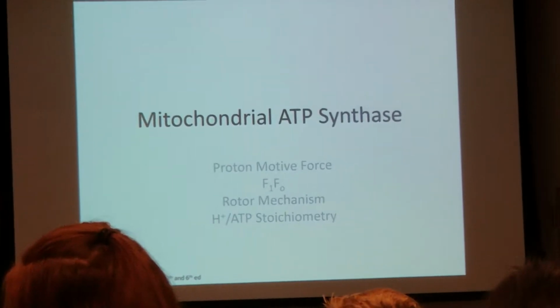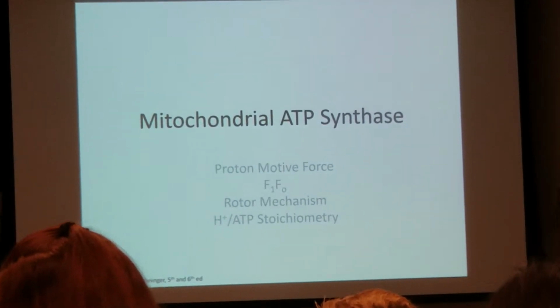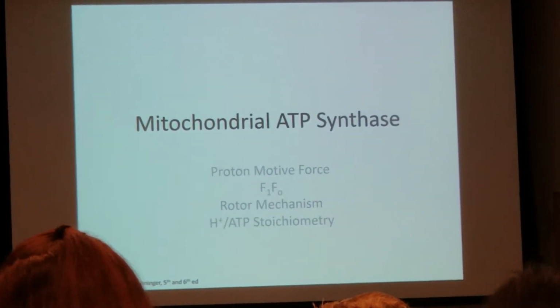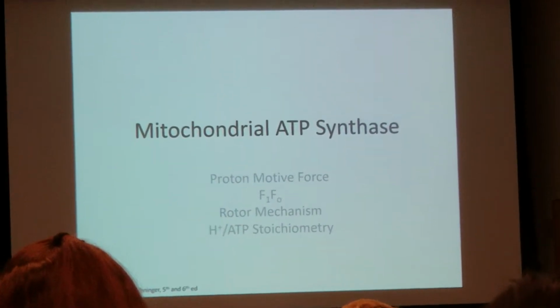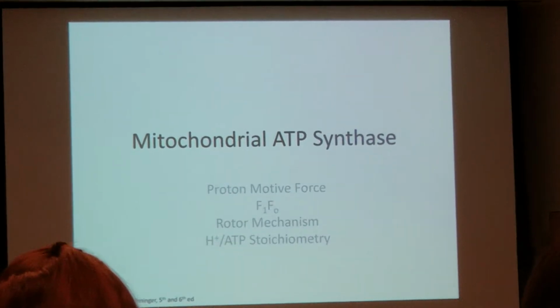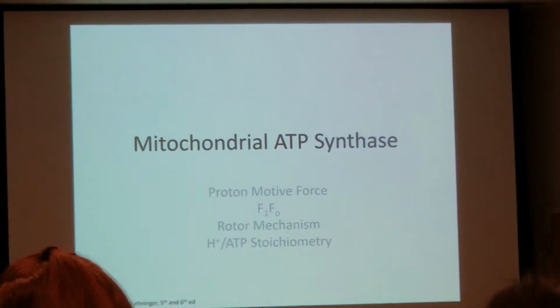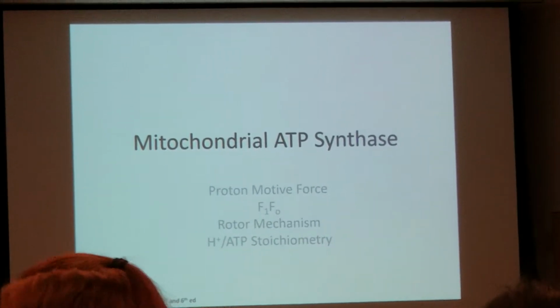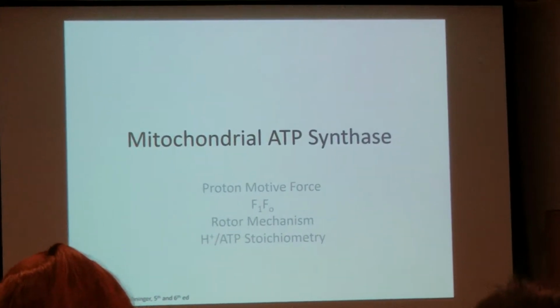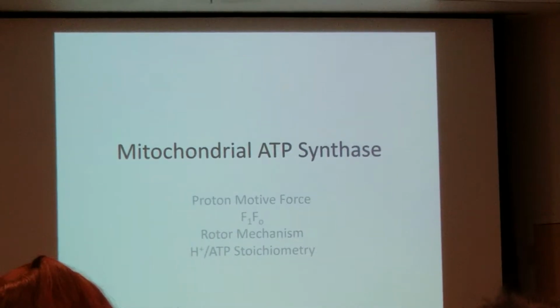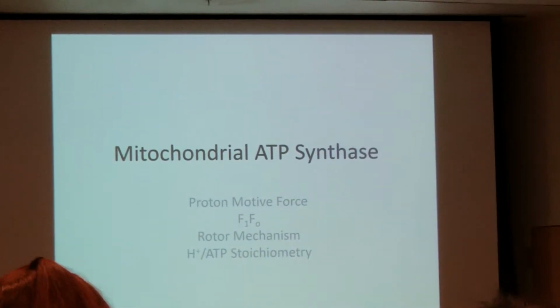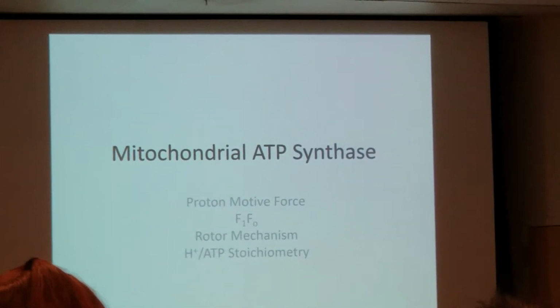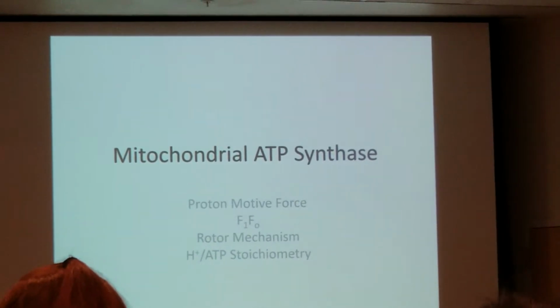And then we'll talk about how many protons it takes to make an ATP. So long as the ATP is being made, the protons then are being consumed, and the electron transport chain can continue to pump more protons across. So I want you to see that these things are tied together. You cannot make ATP if there's no proton gradient.